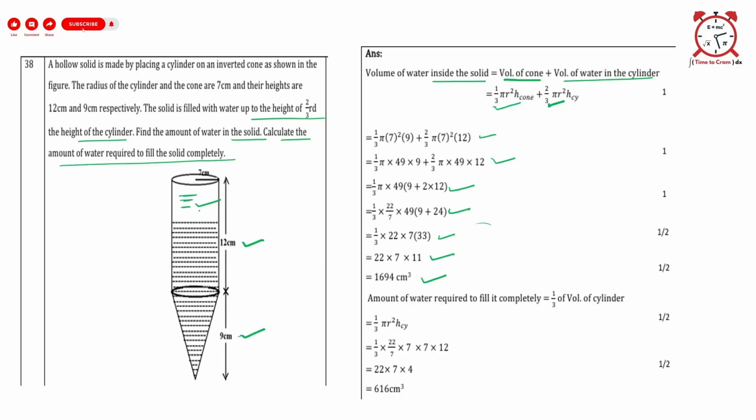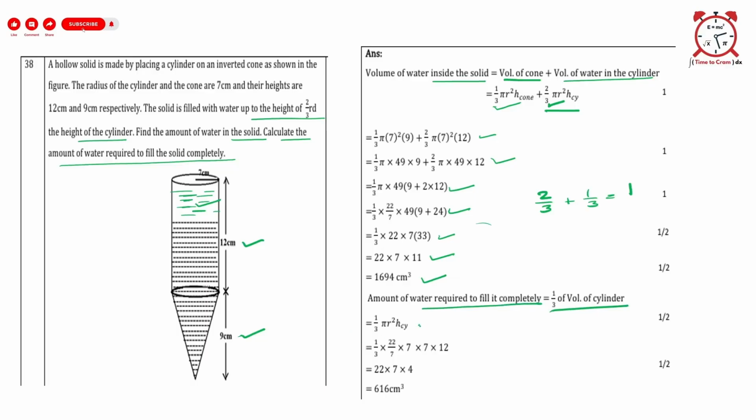Now this is the empty space in the solid vessel. So this is 1/3, because 2/3 capacity we already calculated for the cylinder. So we know that 2/3 plus 1/3 equals 1. So here the amount of water required to fill it completely is 1/3 of the volume of the cylinder.